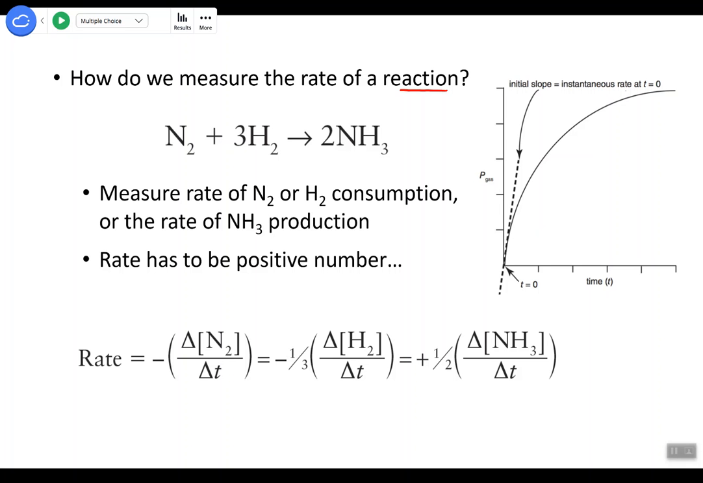What's one way that we could measure the rate of a reaction? One way you can measure the rate of the reaction is through temperature, because some reactions will change in temperature, and you can monitor the change in temperature and relate it to the concentration of the consumption or the production of different products or reactants.